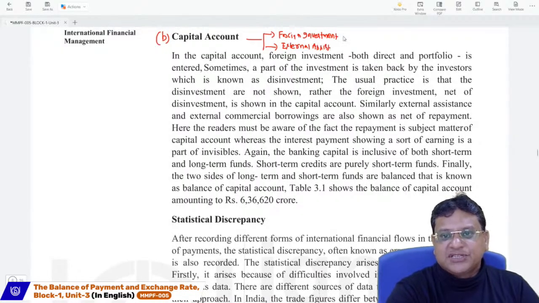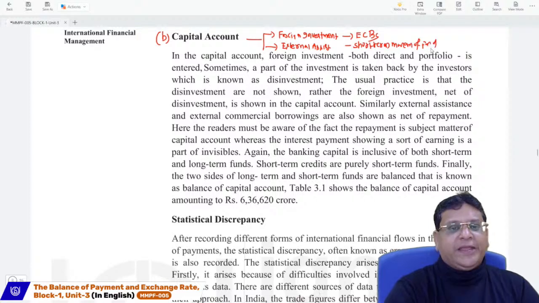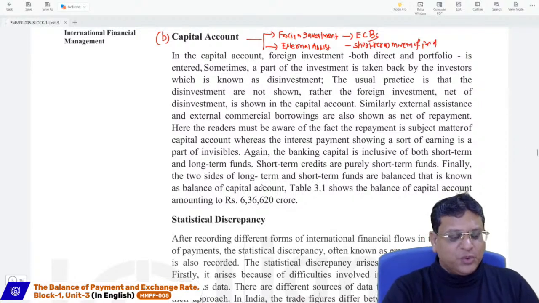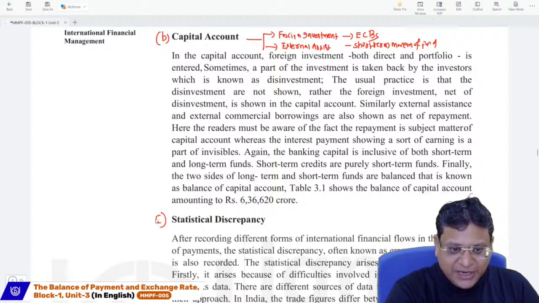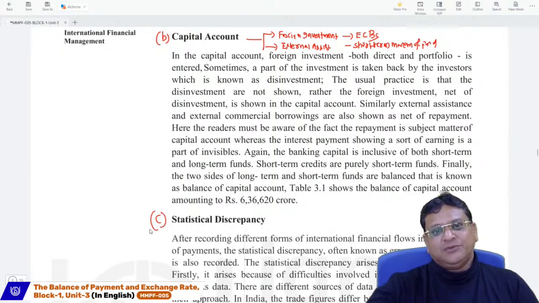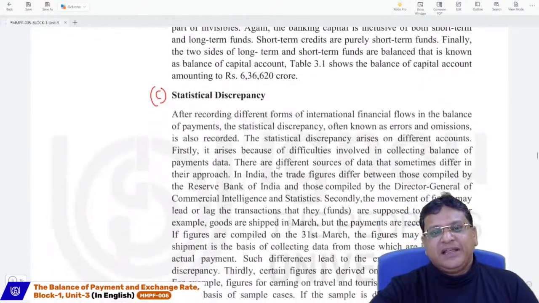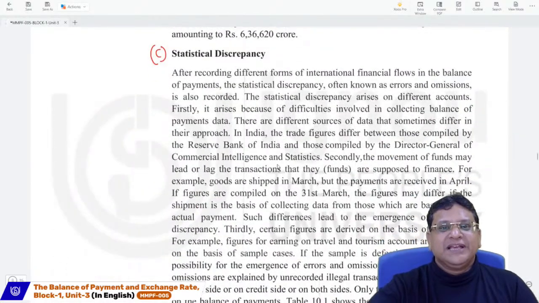Next one is external commercial borrowings and short-term movement of funds. These are the things which are recorded in capital accounts. Okay, these two parts are over. We have already discussed. Next, the third category of items which is there in a country's BOP is statistical discrepancy.